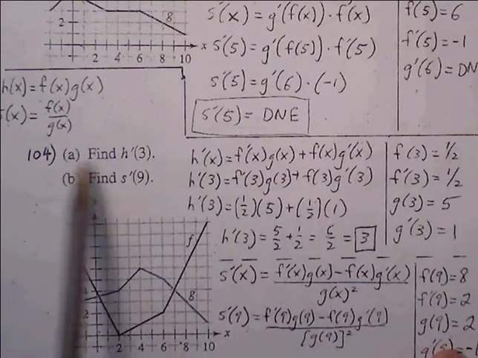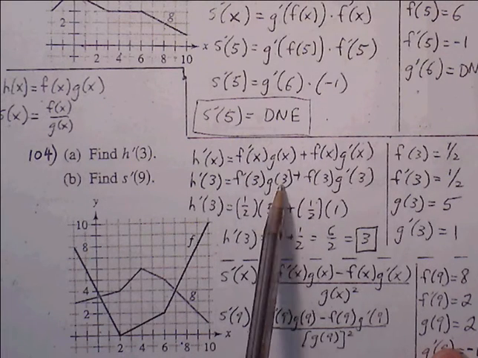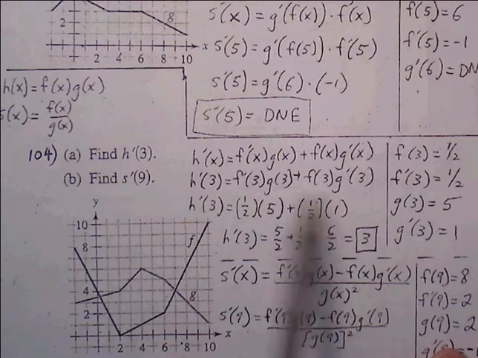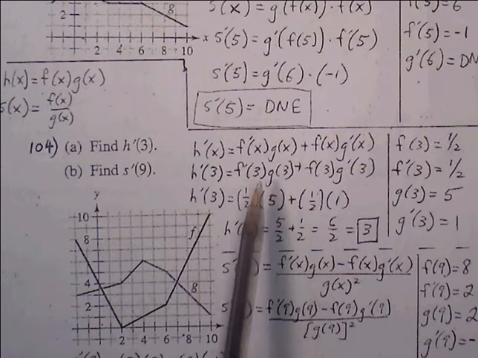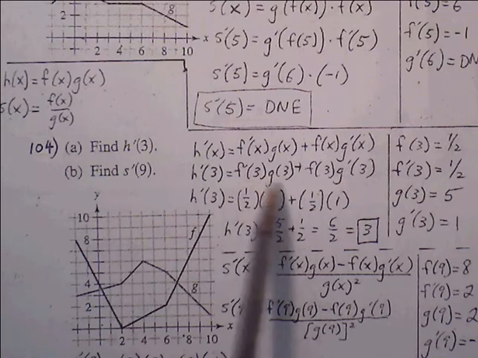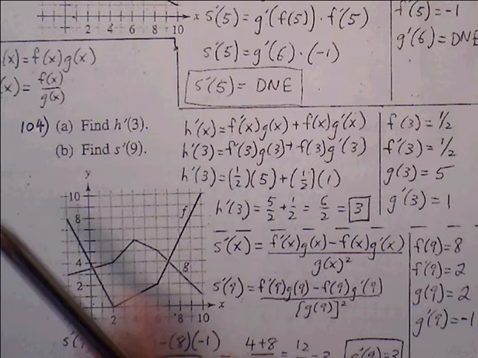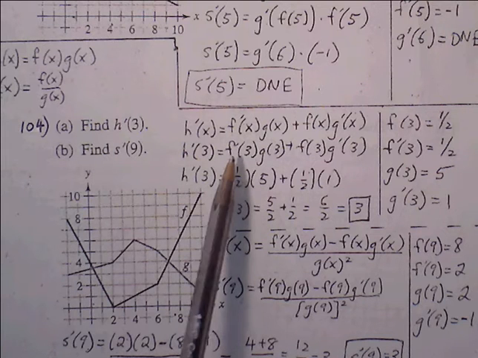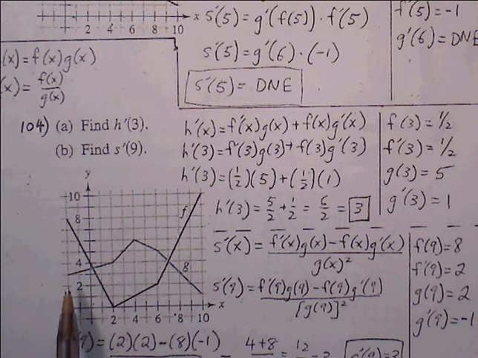Next step, replace every x we see with 3. Then we can use the graph to either look for the ordered pair y value or to look for the slope of the graph at that point. All right, so first thing here, f prime of 3. So f prime of 3 is asking for what is the slope of the f graph at 3.